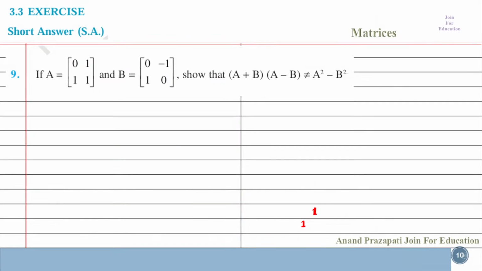Let's see question number 9. In this question, if A equals the matrix with first row 0, 1 and second row 1, 1, and B equals the matrix with first row 0, -1 and second row 1, 0, show that A plus B into A minus B is not equal to A square minus B square. Let's see the solution of this question.